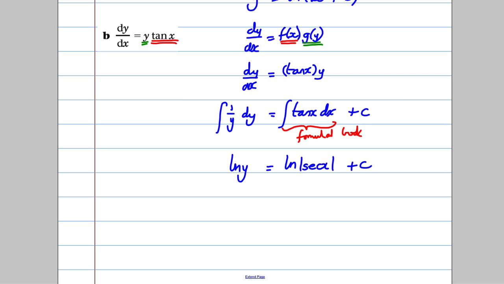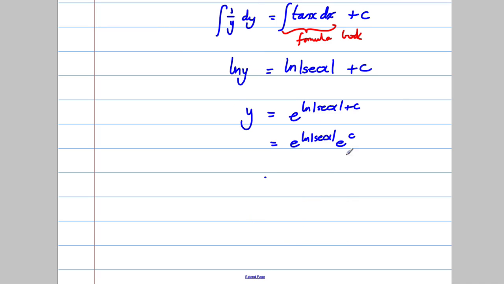Okay, right, so we are very close now. We just have to make y the subject of the formula, take exponentials of everything. So I would get y is equal to e to the ln sec x plus c, which I can break into e to the ln sec x times e to the c. E to the c I can call just another constant, a different constant. So that's a e to the ln sec x. E to the ln sec x is just sec x. So that would be a sec x. So y is equal to a sec x in this case. And I'm done.